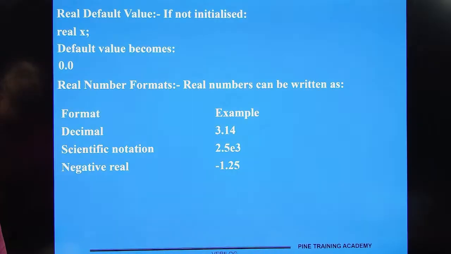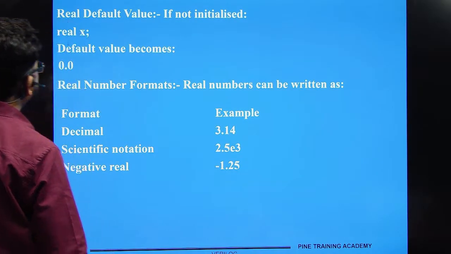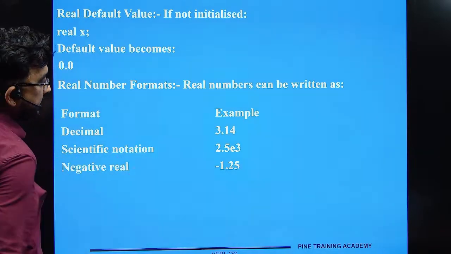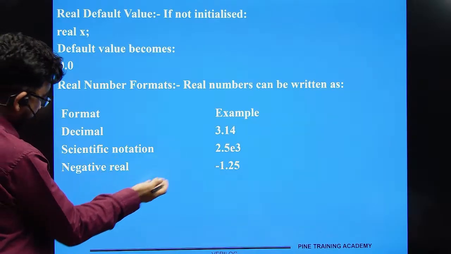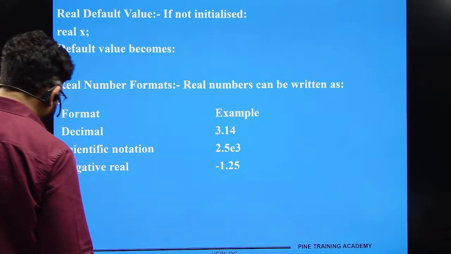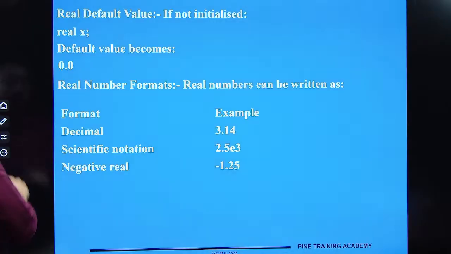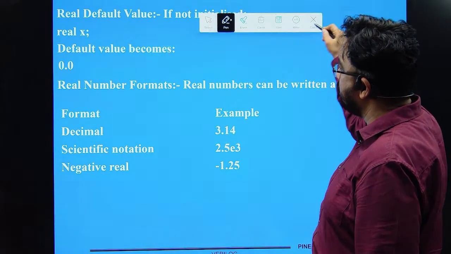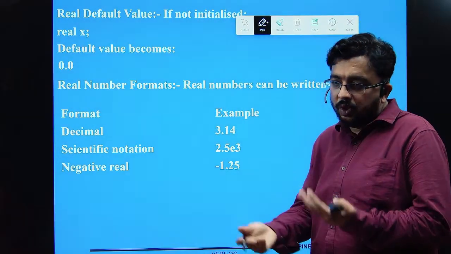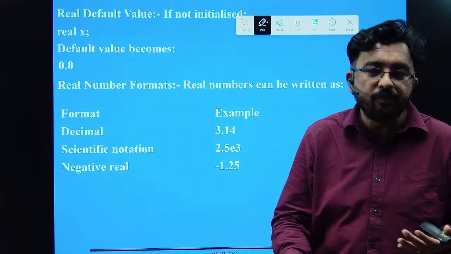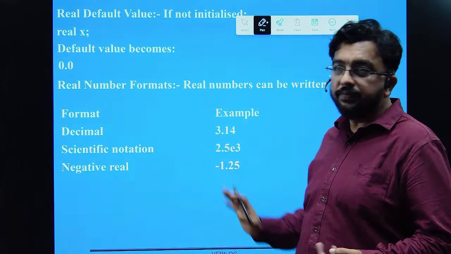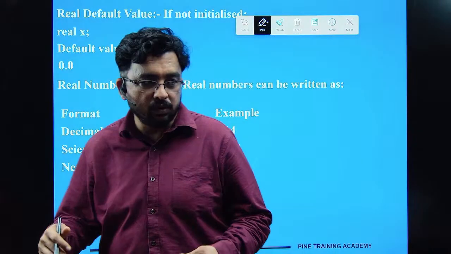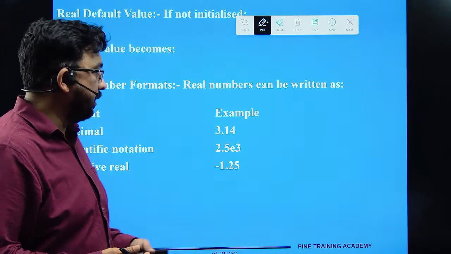And default value becomes 0. Okay, this one, real number format. Real numbers can be written as decimal, scientific notation, and negative reals. So basically it is showing here how the real value is called, in the form of decimal, in the form of scientific notation, or in the form of negative values. So in this way you are calling the real data types.